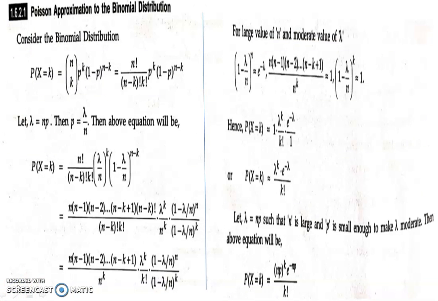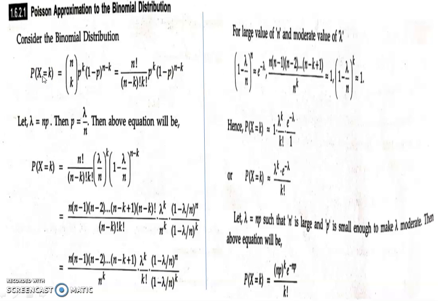Now we'll look at Poisson approximation to the binomial distribution. Very important topic. They may ask in the exam to find the Poisson approximation to the binomial distribution. They may ask you to derive the expression. Here I will explain it to you. Consider the binomial distribution. The equation was explained in lecture 1.4.